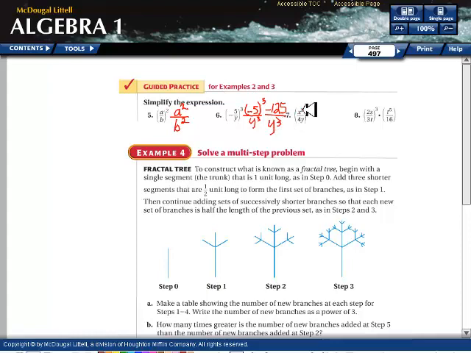7, x squared to the second power. Multiply, x to the fourth. 4 squared, 16. Y squared is, of course, y squared. So x to the fourth over 16. I don't know why it does that. Sorry about that. X to the fourth over 16y squared.